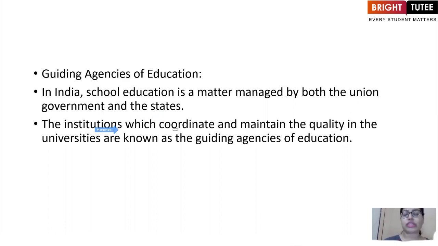The institutions which coordinate as well as maintain the quality in the universities are referred to as the guiding agencies of education. So first of all, it's important to understand that these guiding agencies of education coordinate between the different educational institutions. Second, they have the responsibility of maintaining the quality of education. So it's not only about imparting education to people, it's also about maintaining standards. It's also about giving quality education to the citizens of India. So that responsibility essentially lies with the guiding agencies of education.